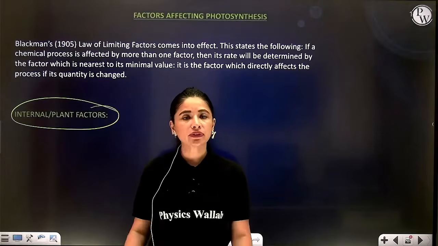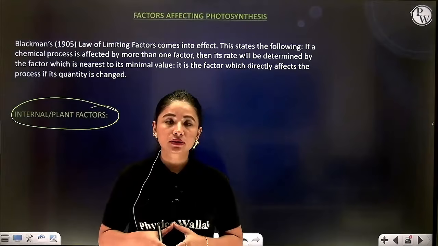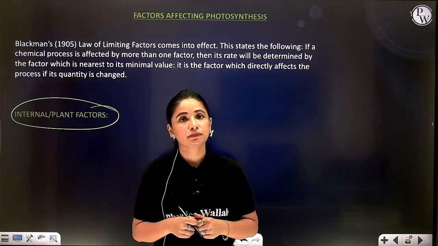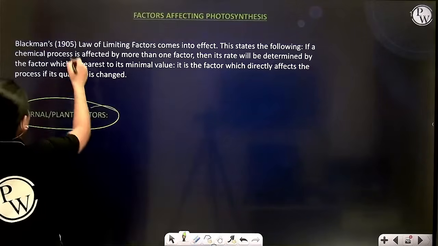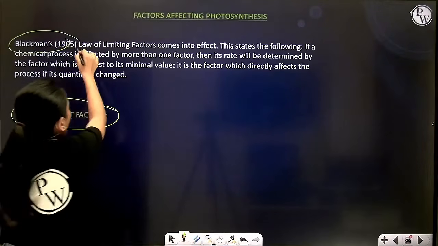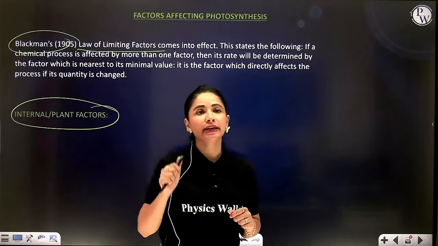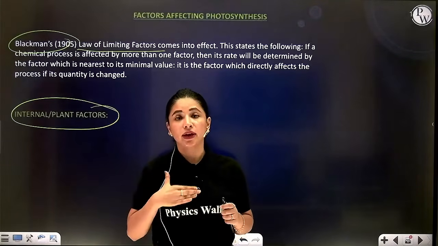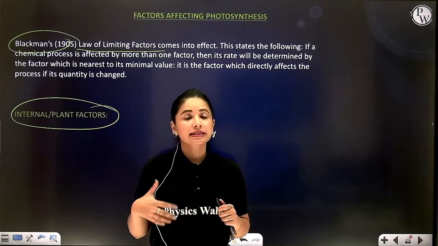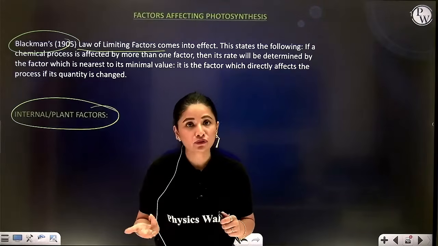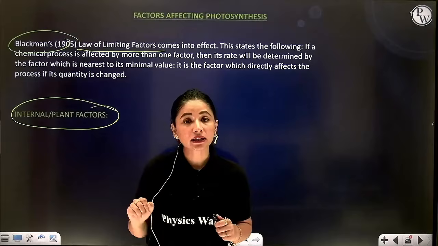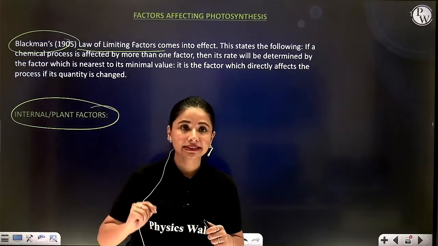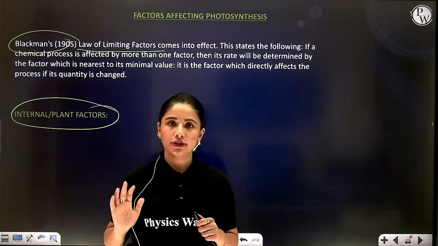Before we start with the factors affecting photosynthesis, students, there is one law which was proposed by scientist Blackman in the year 1905, called the law of limiting factor. This law explains that if any chemical reaction is controlled by more than one factor, then the factor which is present in the least amount is going to decide the rate of the reaction.